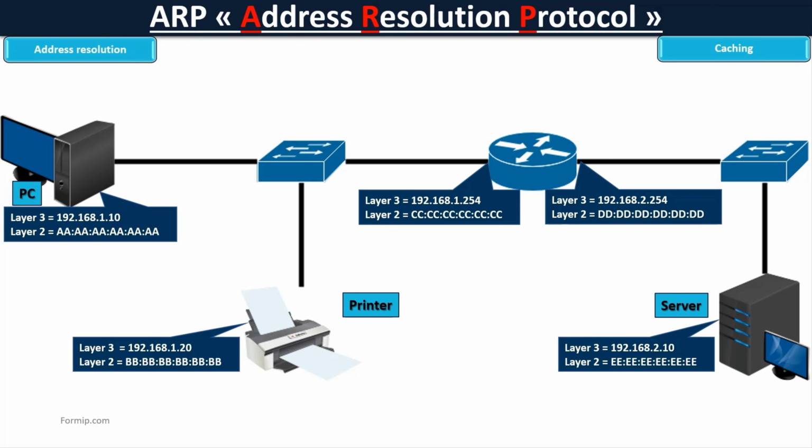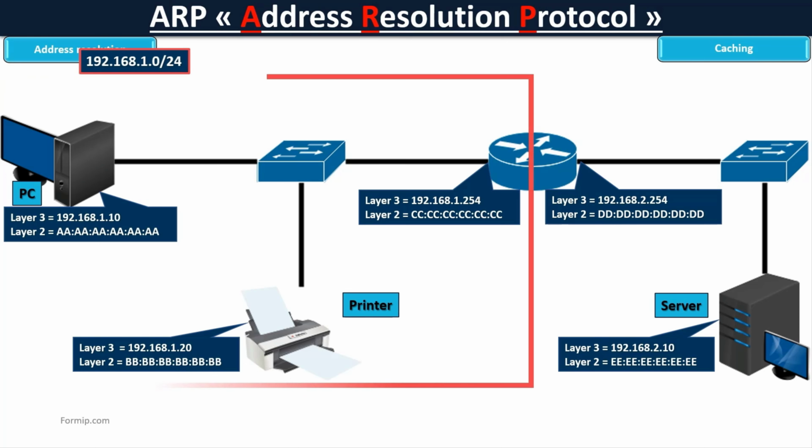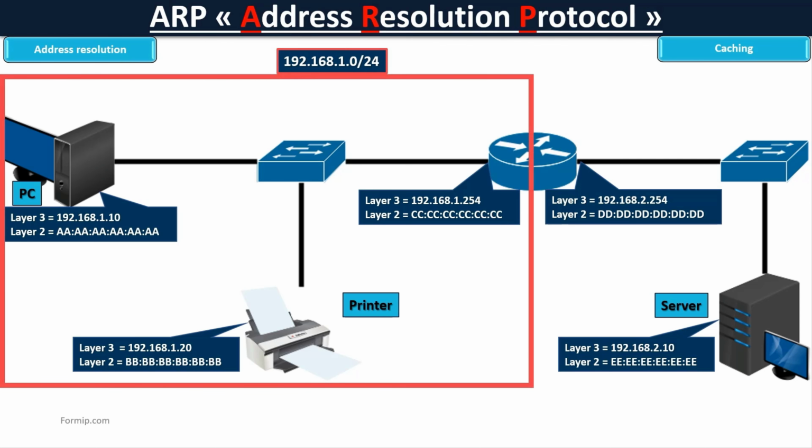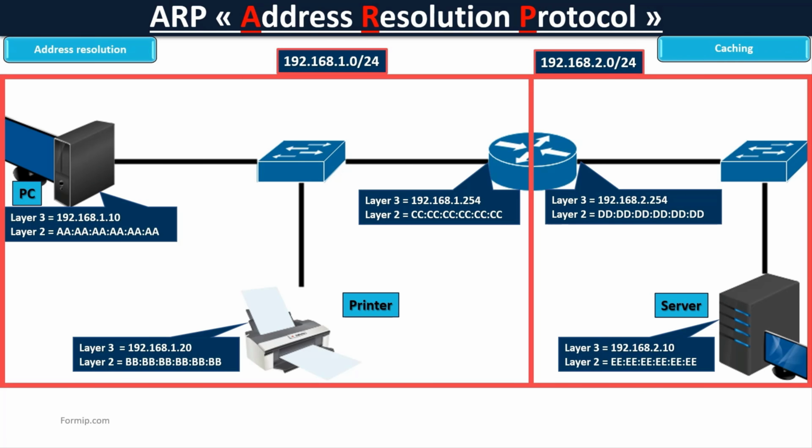We will now see how it works to resolve a MAC address of an IP address belonging to the same network. On this topology, we have two subnetworks. The left subnetwork is 192.168.10.0 with a /24 mask, that is 255.255.255.0. And on the right, we have 192.168.20.0 with the same mask.